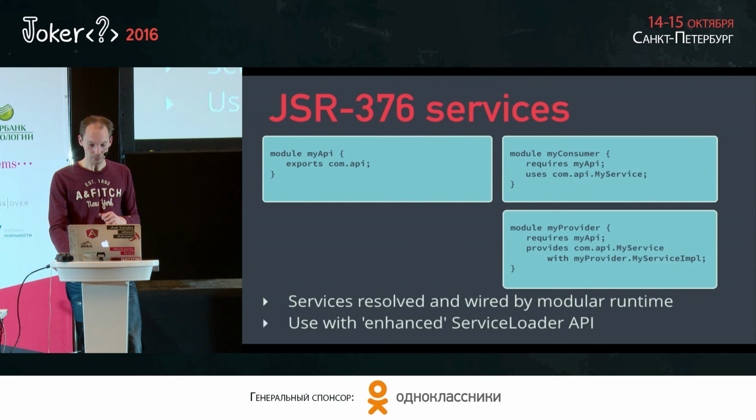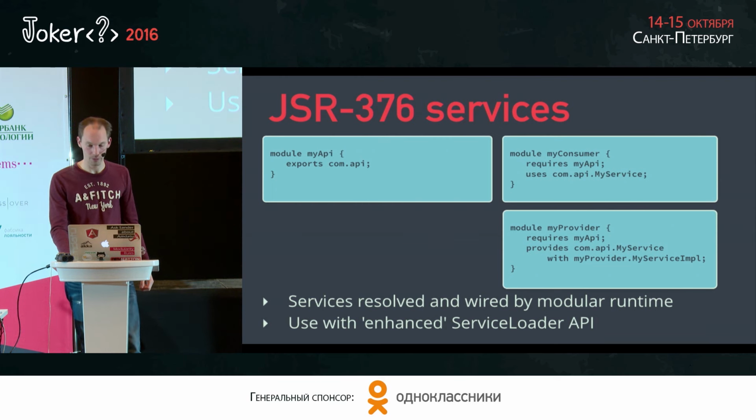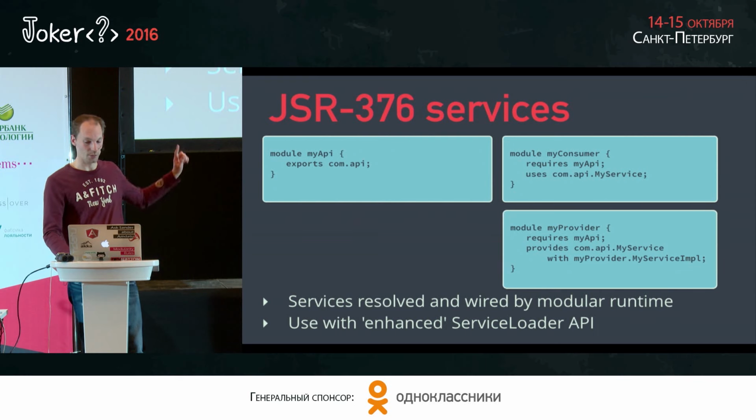Then we also have the provider, where it says, also requires my API because the provider needs to implement the interface, so it needs access to the interface as well. And it has a provides statement. So instead, it says, I provide something of type com API my service with the implementation class my provider my service impl. And the interesting thing here is that my provider, the package in this my provider module called my provider, is not exported. It's encapsulated. So no other module can actually access this my service impl, not even by accident. Only the service registry is now able to instantiate my service impl and provide it to any consumers that need it.